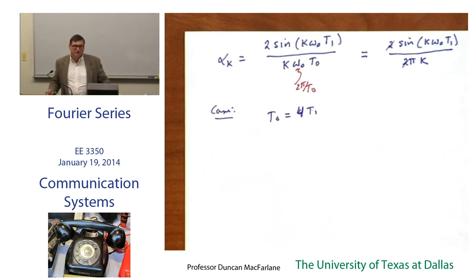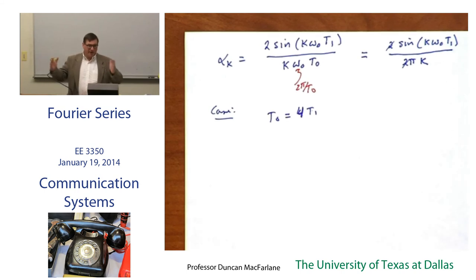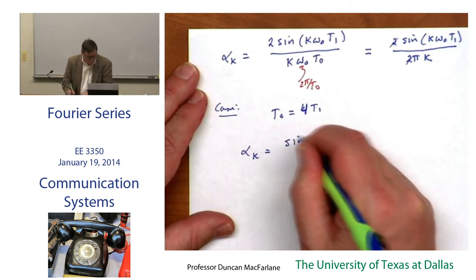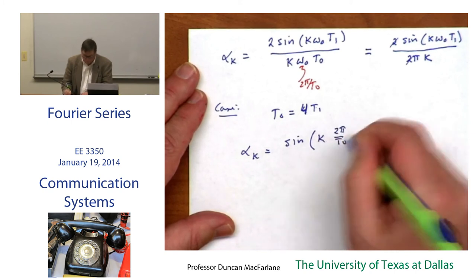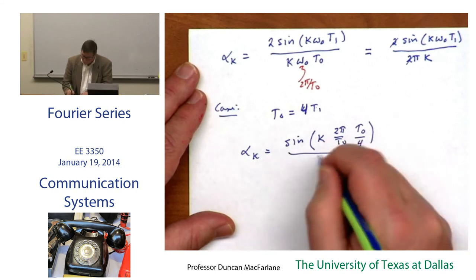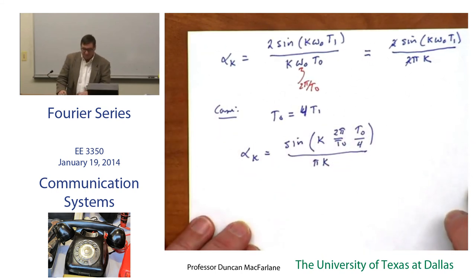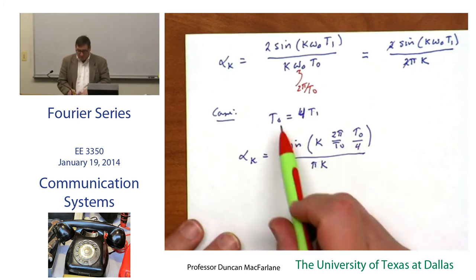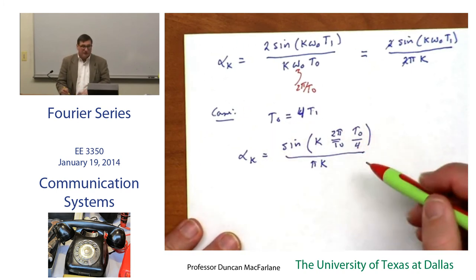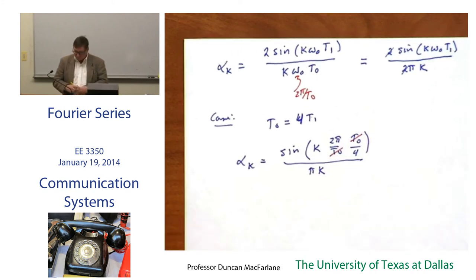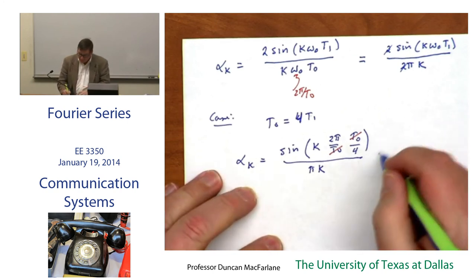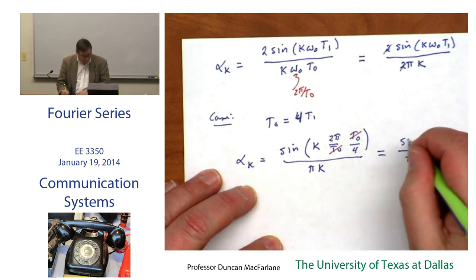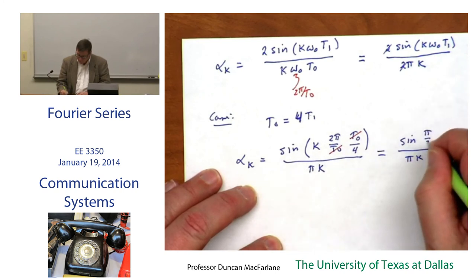So that tells me something about my duty cycle. Okay, it tells me how much breathing room I have on both sides. And so for this particular case, I have that. Notice the sneaky way at which I write the ratio here, because I'm left with a ratio here, and the T0's cancel there. So that this equals pi times k in the denominator. What do I have left over? The sine of pi over 2 times k.